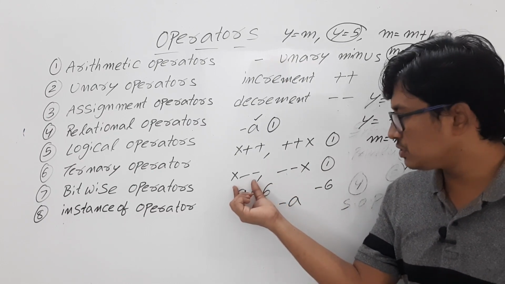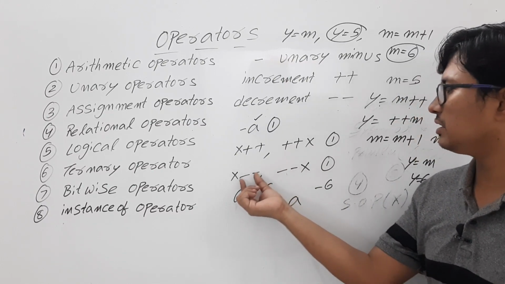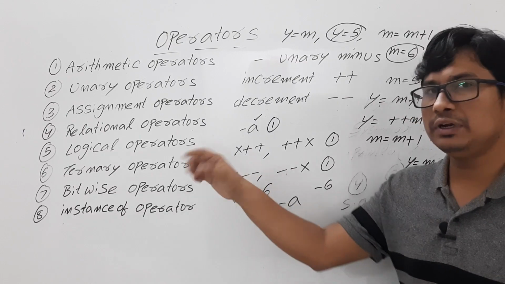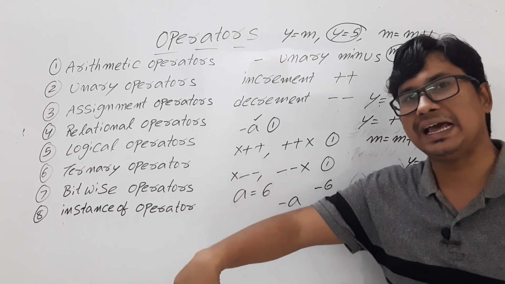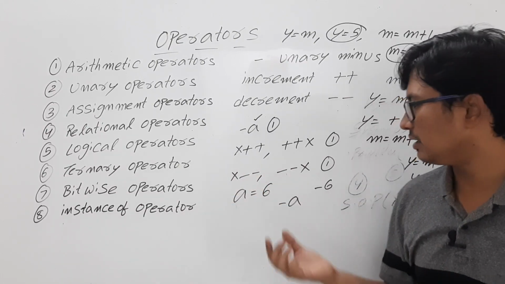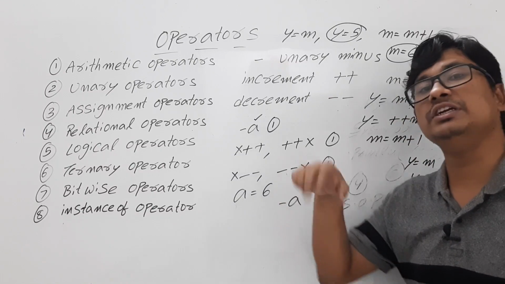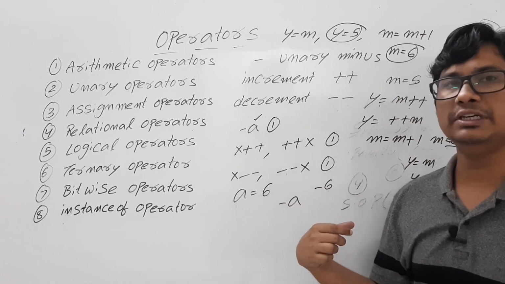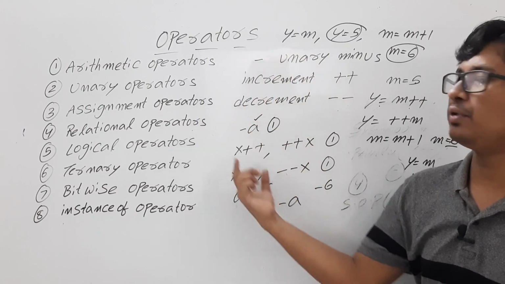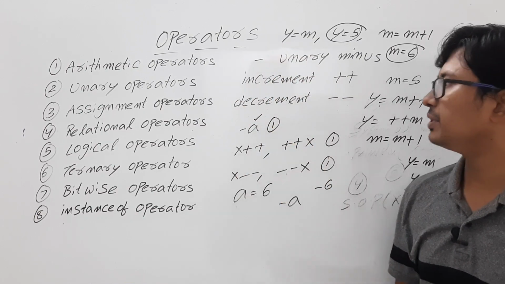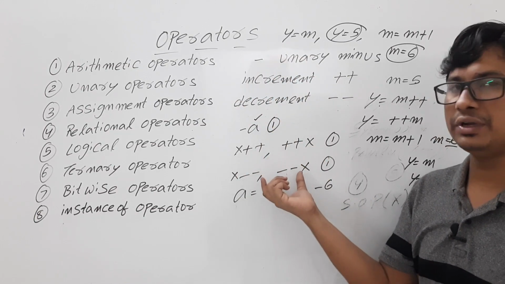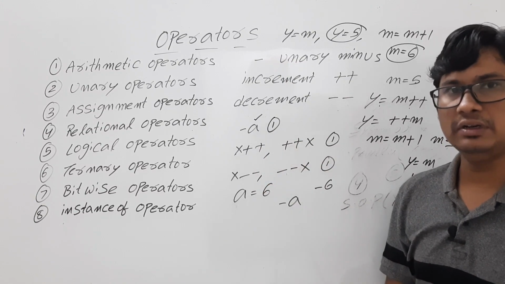Similarly, the post decrement and pre decrement. Post decrement means first you will assign, then decrementation will be done. Similarly, if it is a pre-decrement, first decrement will happen, then assignment will happen. So I hope you have understood about the unary operators. Now let me discuss these unary operators with a simple Java program.